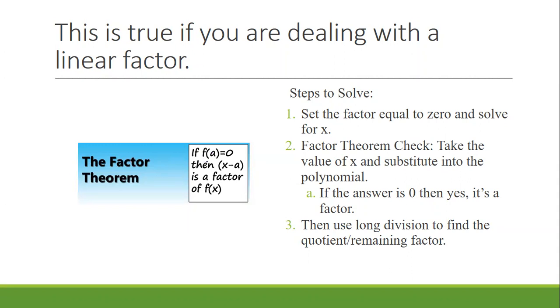And the factor theorem is saying if f of a equals 0, then x minus a is a factor of f of x. So steps to use the factor theorem. Set the factor equal to 0 and solve for x. The factor theorem check: take the value of x and substitute it into the polynomial. If the answer is 0, then yes, it's a factor. Then if it asks you to find anything else, then you use long division to find the quotient, the remaining factor.